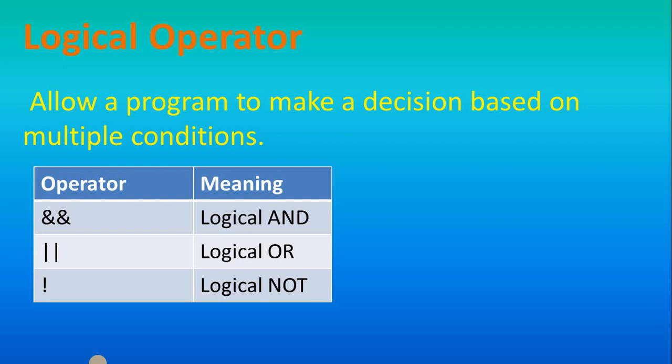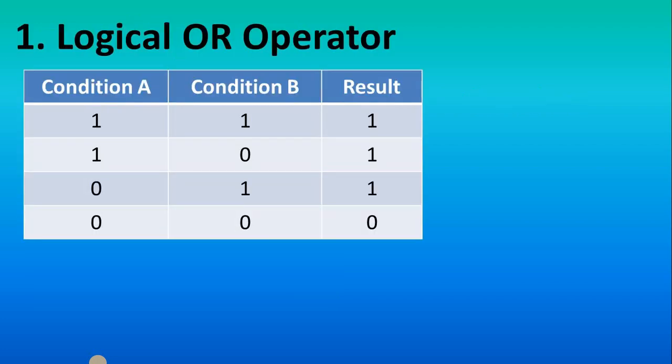We use particularly logical AND and logical OR. But in the case of the third operator, NOT, we use only one condition. In the case of logical AND and logical OR operators, we use in the general case two conditions. So here first we will discuss the OR operator.